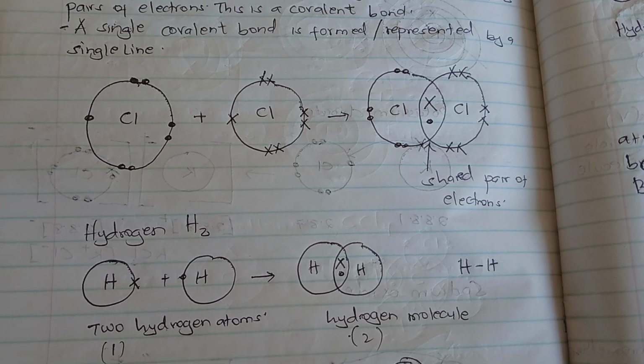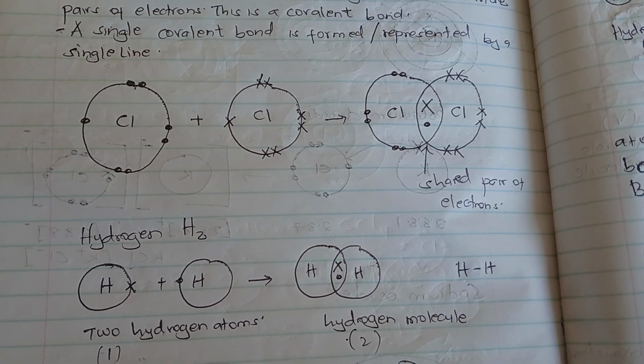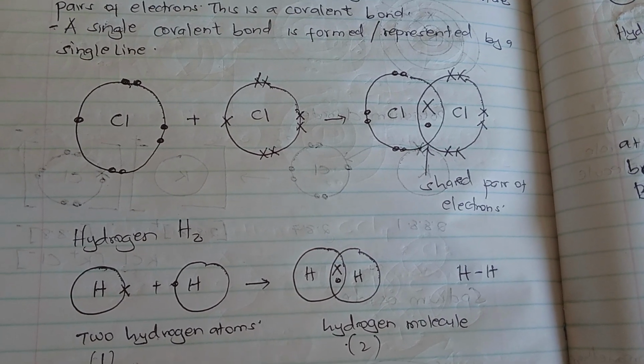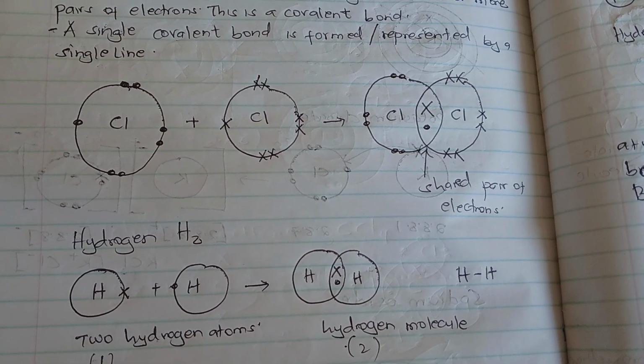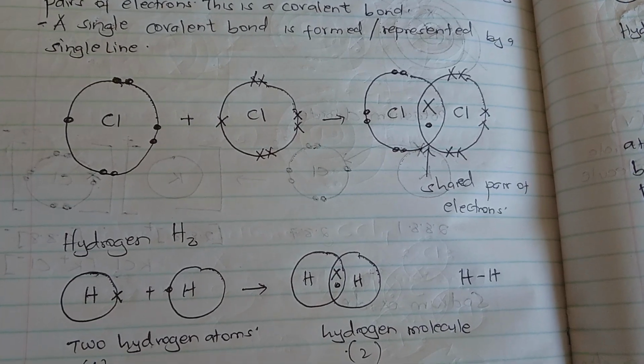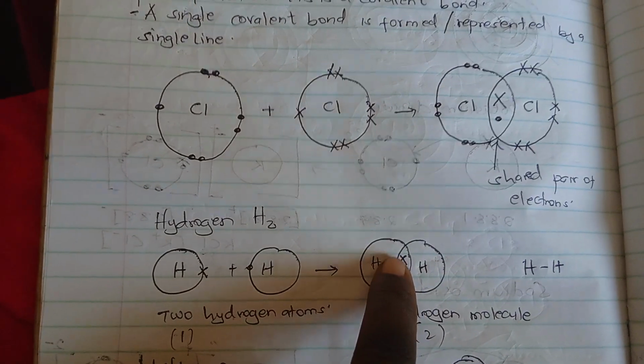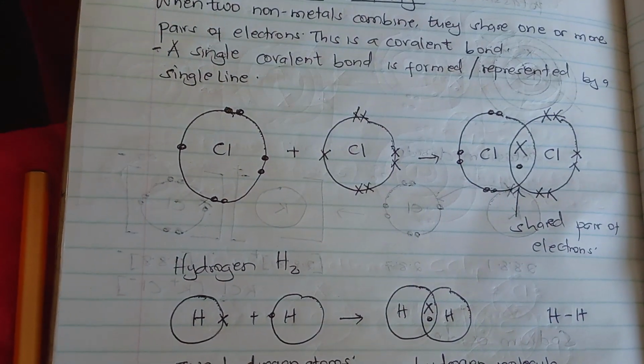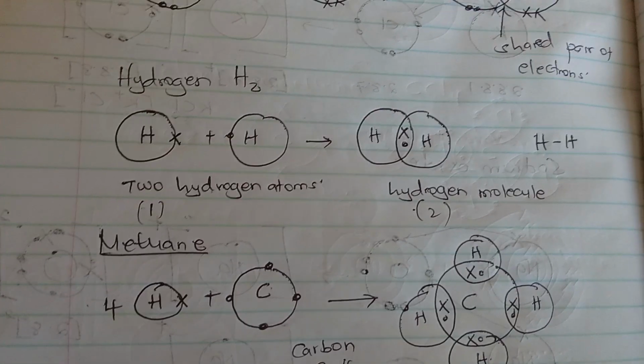So for chlorine, in its outermost energy level, it has 7 electrons. Another chlorine in its outermost energy level will have 7 electrons. So a bond is formed by sharing these two electrons here, so that the one chlorine is full and the other chlorine is full also.